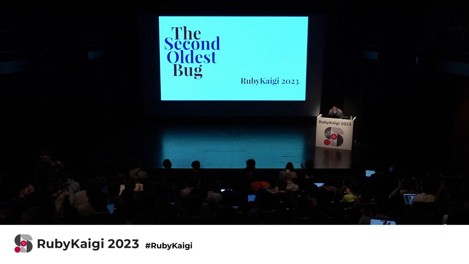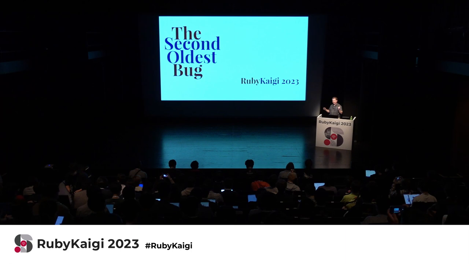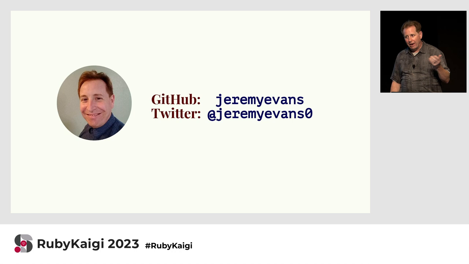So in this presentation, I'll be discussing what was Ruby's second oldest open bug and how we fixed the bug in Ruby 3.3. My name is Jeremy Evans. I'm a Ruby committer who focuses on fixing bugs in Ruby.